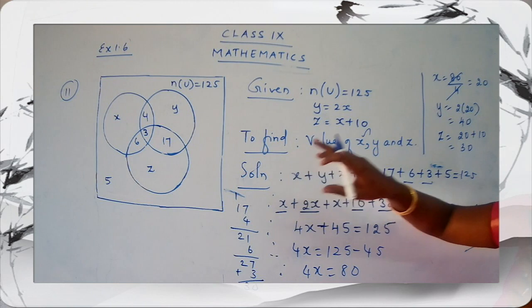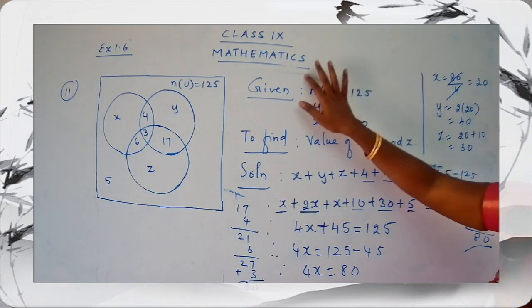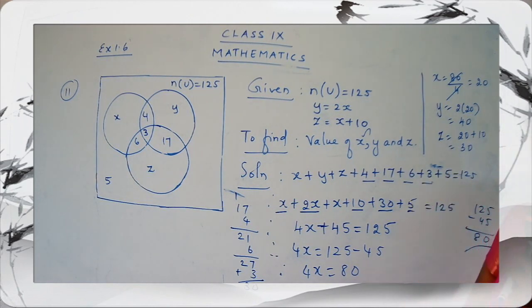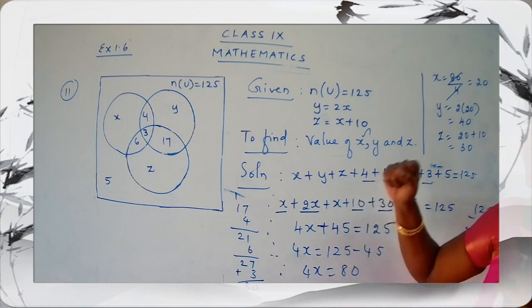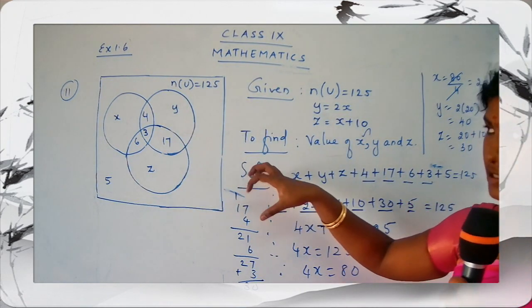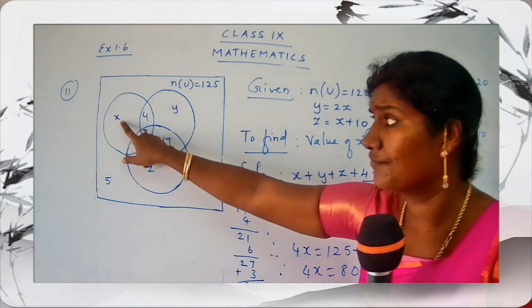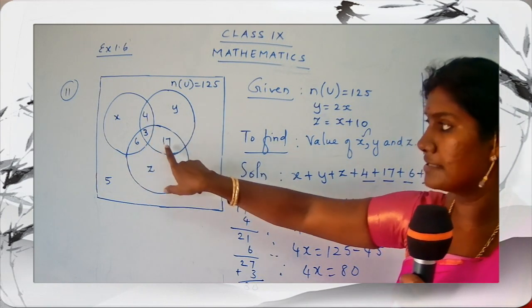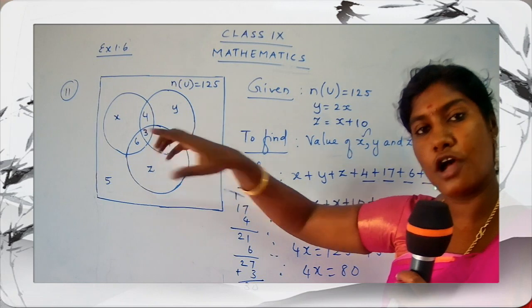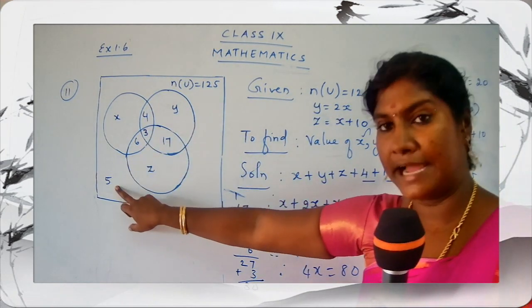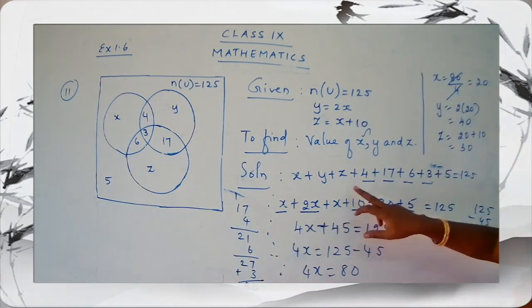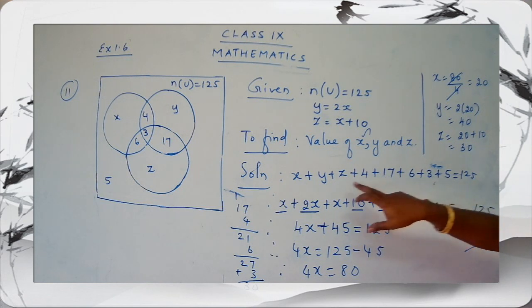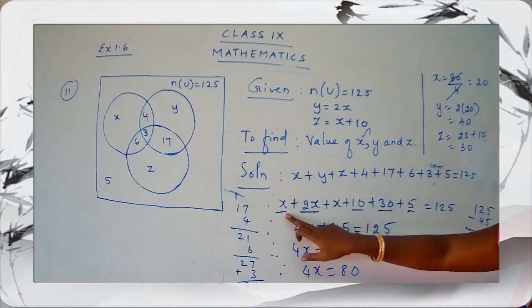Going for the solution. The solution here is, since I am being given the n of u, I know the total number of elements in the universal set. What I am going to do is just take the sum of all the members or all the elements. So here I started with x alone, y alone, z alone. Then I took the intersection part, the common part, that is 4, 17, 6. Then I have to take the number which is common for all the 3, that is 3. Then here 5 was left out. So we have to take 5 also. So you are going to write down all the numbers and say that it is equal to 125.